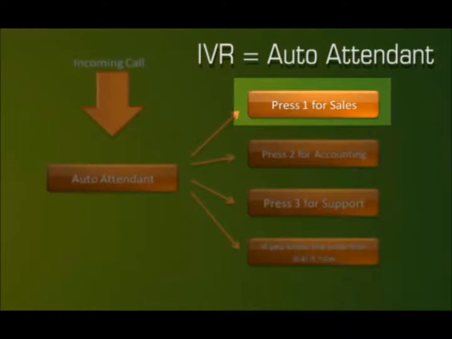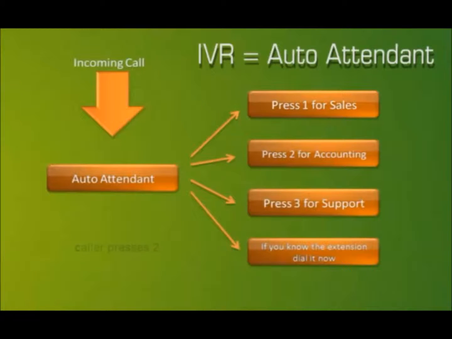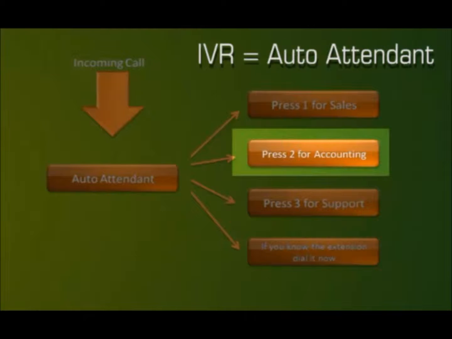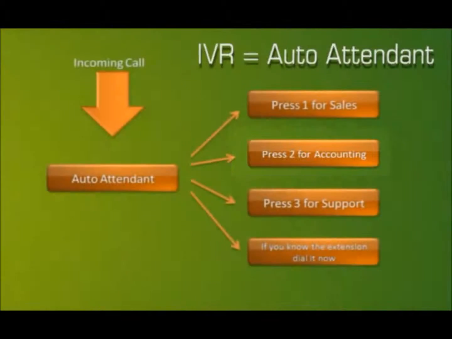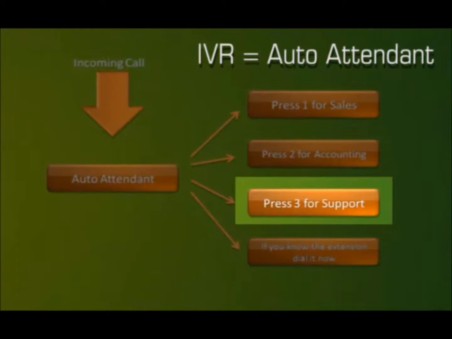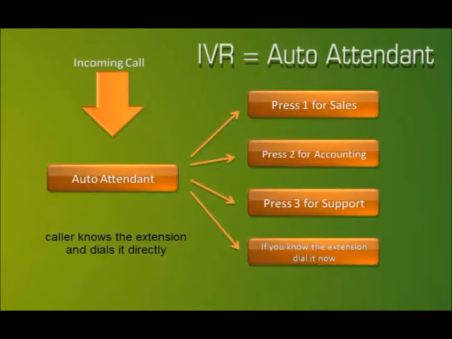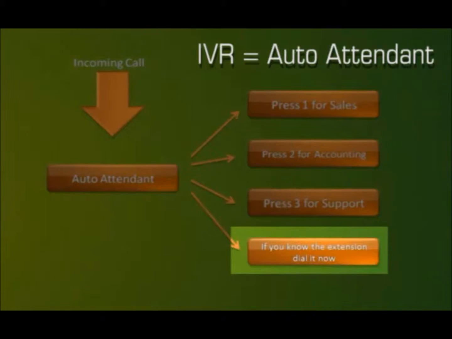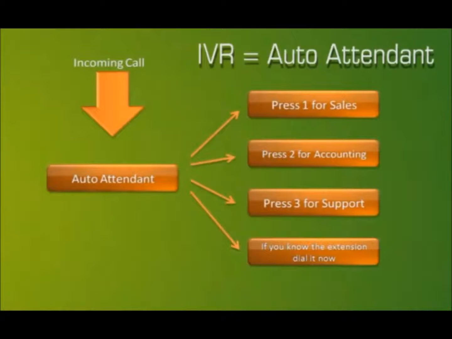If the person decides to press 2, then they would be directed to, in this case, accounting. If the caller decided to press 3 for support, they would then be directed to support. Now there is an opportunity, if a person already knows the extension, that they can dial it directly. And although the graphic doesn't represent it, dialing 0 will bring you back to an attendant or a person sitting who can do a manual transfer for you.